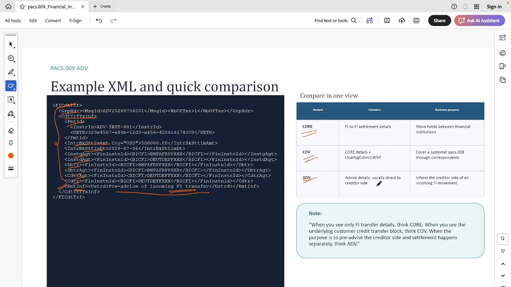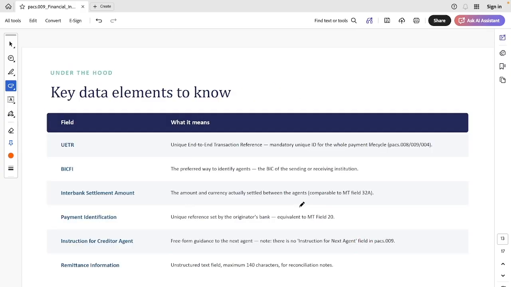So the easiest way to identify the variant is if you only see financial institution transfer details, then it's a pacs.009 core. If you see an underlying customer credit block, then it's a cover. And if the purpose is to pre-advise the creditor side and settlement happens separately, then it's a pacs.009 advice.